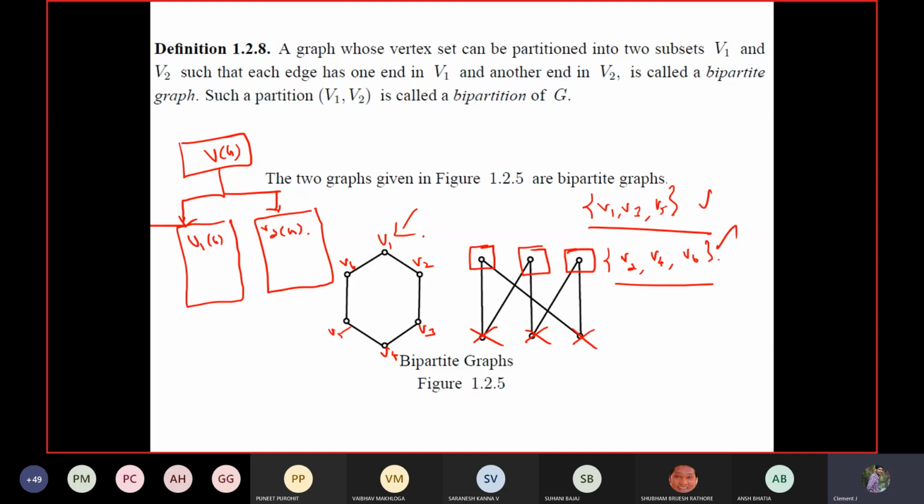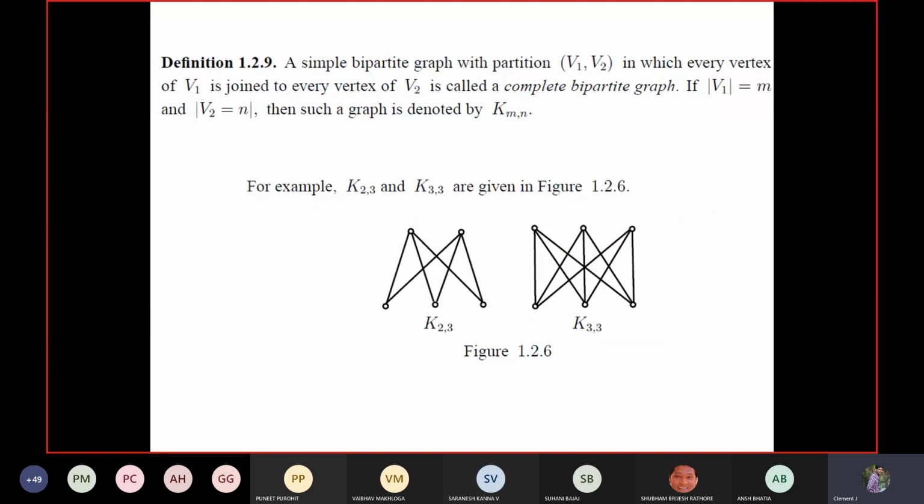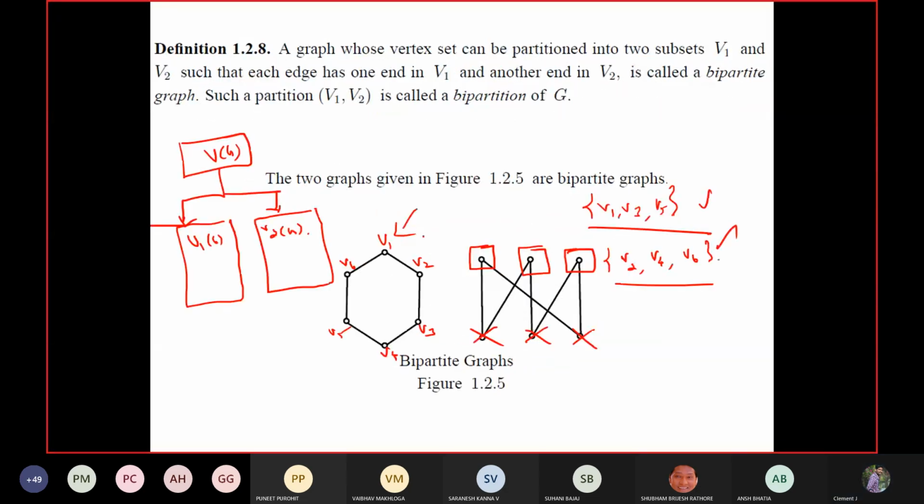Is it clear? Yes, sir. Okay. Last definition with the Sir, explain it. here. Yes, please. Sorry. Can you explain again? This bipartite only, right?